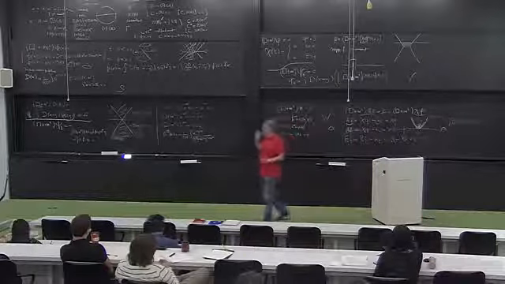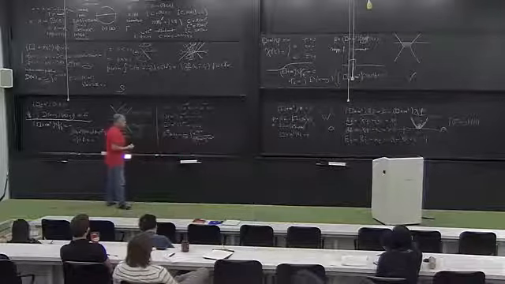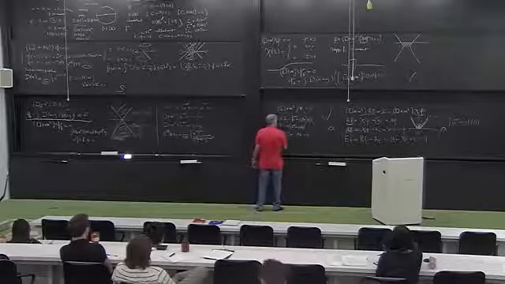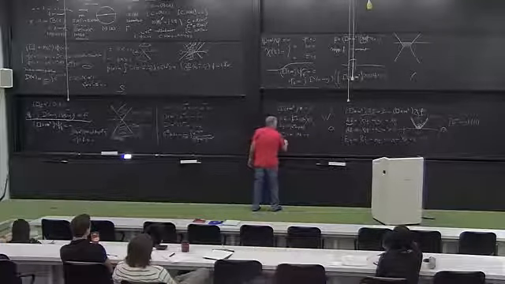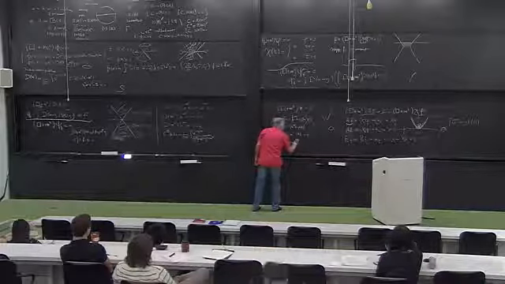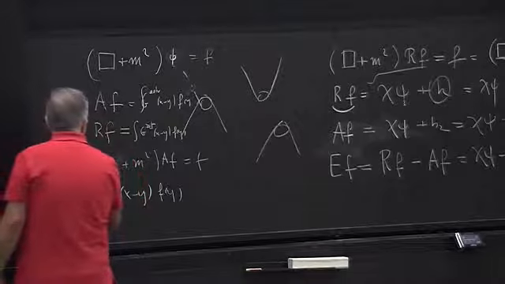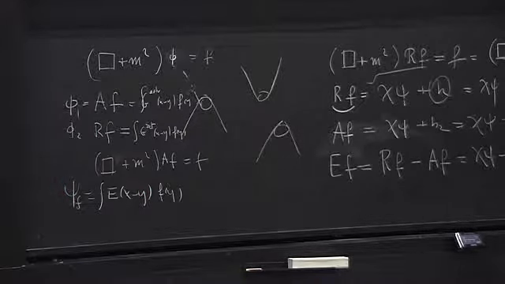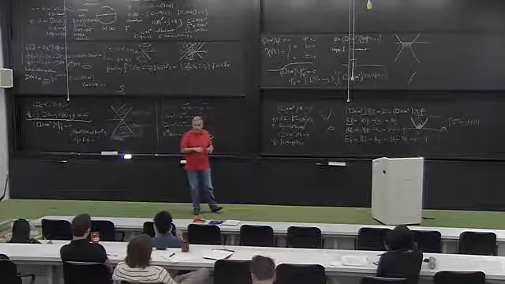So the point is that every solution which has compactly supported initial data can be written this way. This is the thing you have to keep in mind. That's the only thing. This is a solution of the Klein-Gordon equation, and every solution of the Klein-Gordon equation can be written this way, provided it has compactly supported initial data, of course.